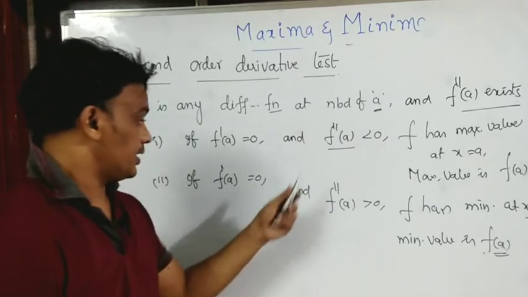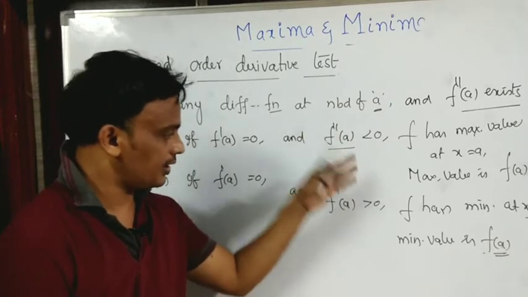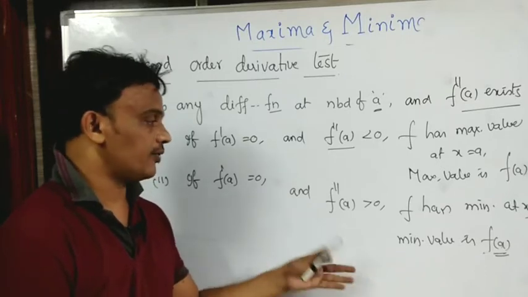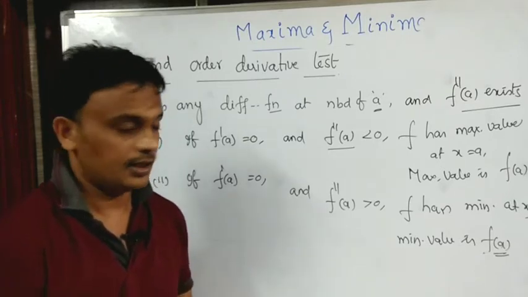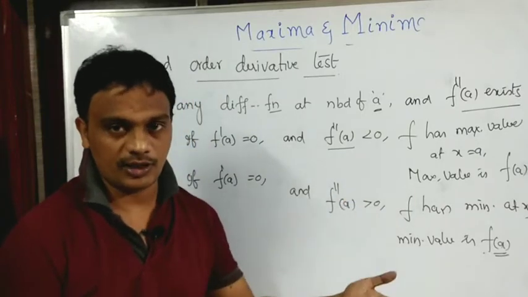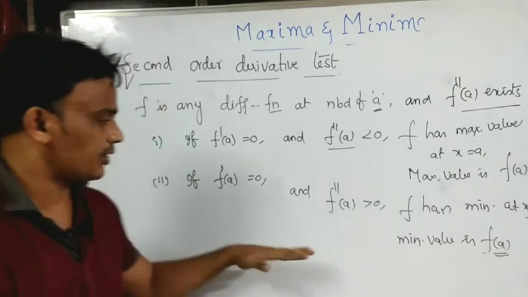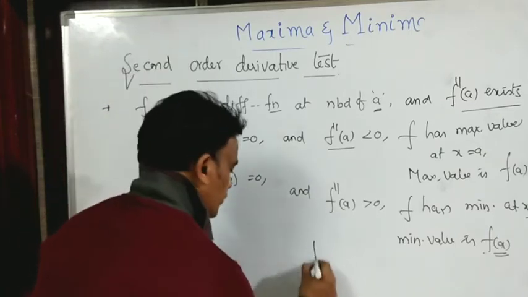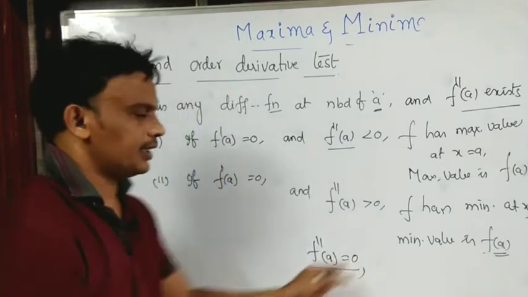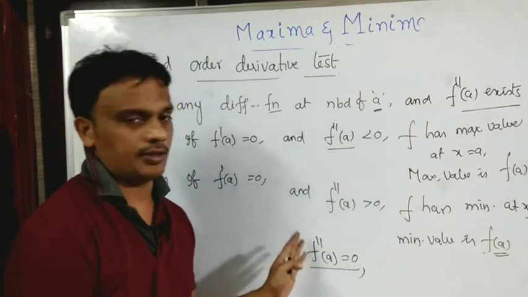Suppose in the third case the derivative becomes 0, and f double dash of A is not less than 0 and not greater than 0, that means f double dash of A equals 0. In that case, we cannot yet decide whether the point A has a maximum value or minimum value. Am I right? That is the third case: if f double dash of A equals 0, then f has no maximum and no minimum at that particular point A.